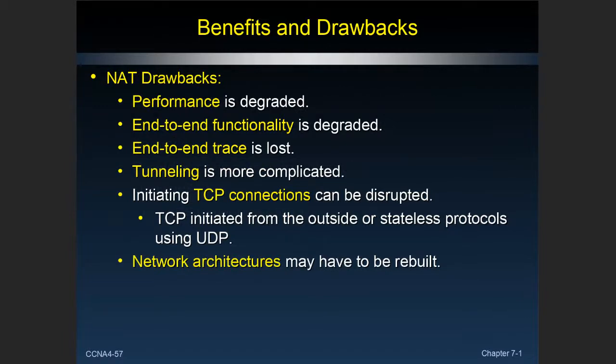Okay, there's a downside. Performance is slightly reduced because the router has to do all this rocket surgery about replacing numbers with other numbers. End-to-end functionality may be degraded. Now, it turns out that the killer applications of the internet are email and web, and that works okay. End-to-end traceability, for example ping, could be lost. If you're doing some tunneling, like VPN tunneling, which we'll see next week, it could become more complicated. It could possibly disrupt some TCP connections.